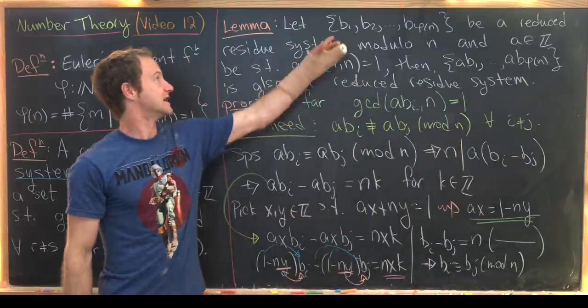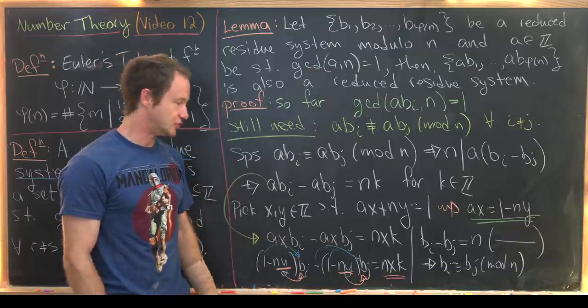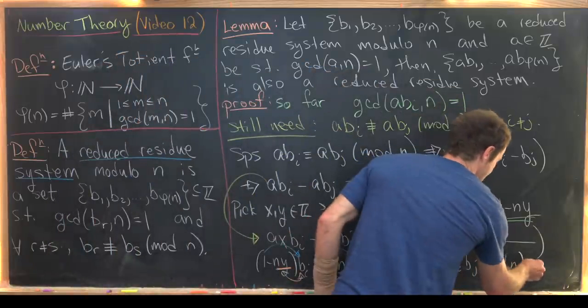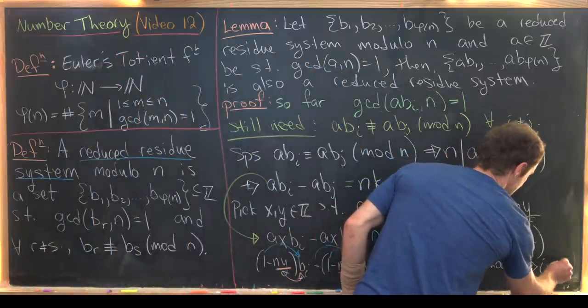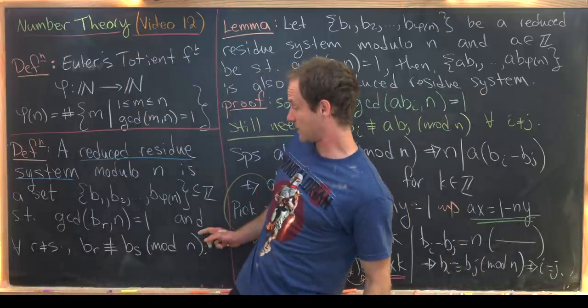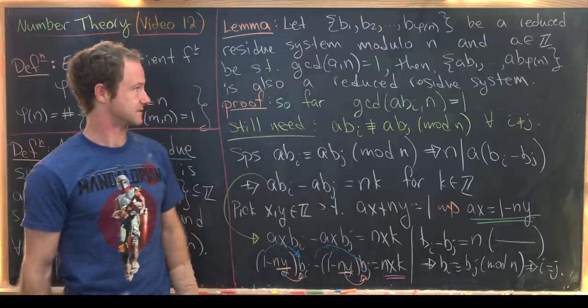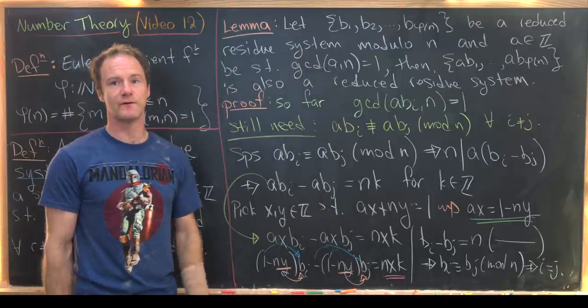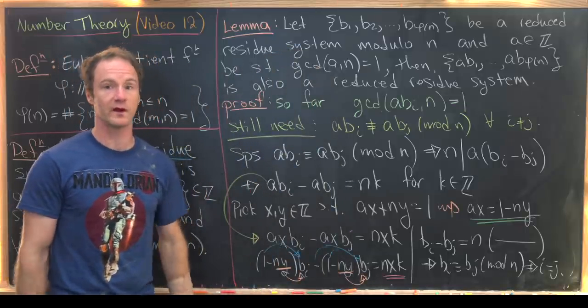But then, because these b's make a reduced residue system, that implies that i is equal to j by this condition down here on reduced residue systems. Okay, so that's the end of the proof of this lemma, and now we're ready to prove Euler's theorem.